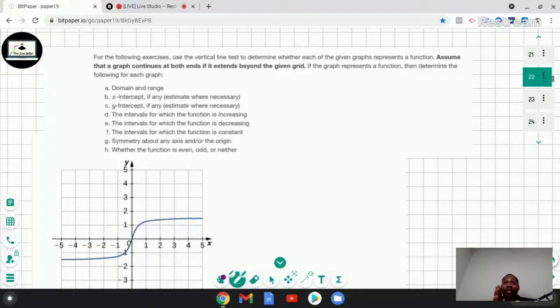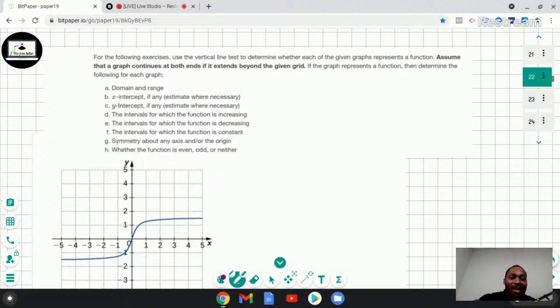So here's how it works. As you can see on the screen, they give you a graph and then they ask you a bunch of questions. They ask you to find the domain, find the range, find if the function is symmetric about the origin or any axis, and they ask you if it's an even or odd function. They ask you if there is an intercept. So if there is a y-intercept or x-intercept, they ask you what those are. We're going to do this pretty quick.